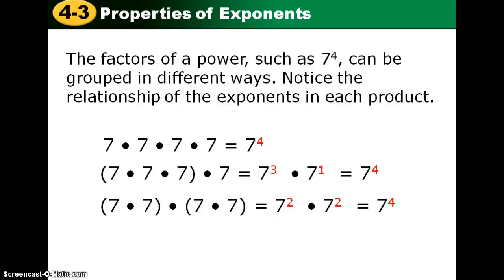If you notice the pattern, to get 7 to the 4th, we have to combine 7 to the 3rd and 7 to the 1st. The pattern that I see is that the exponents get added. That seems to work with 7 to the 2nd times 7 to the 2nd because 2 plus 2 is 4.